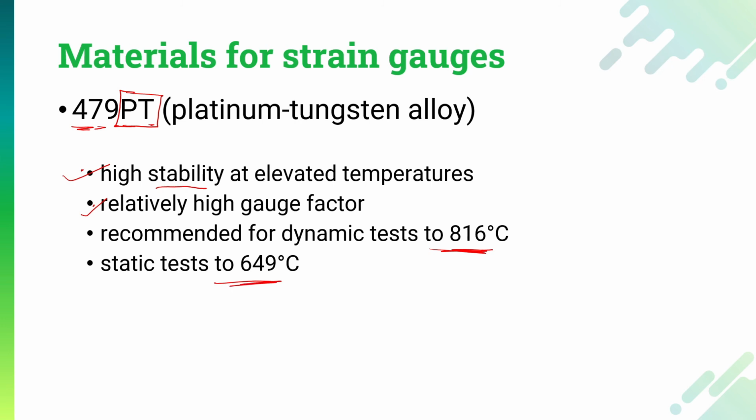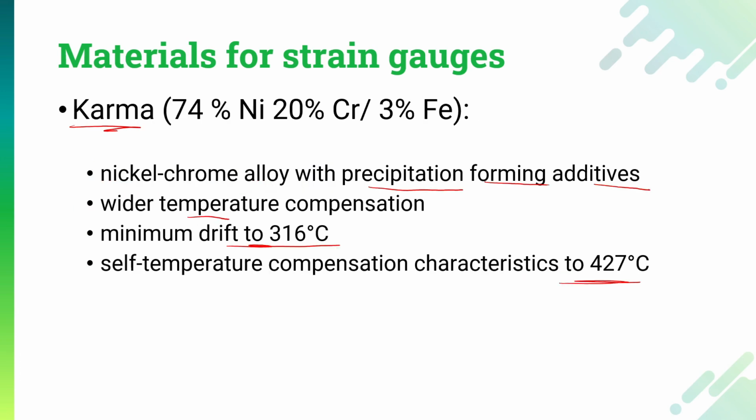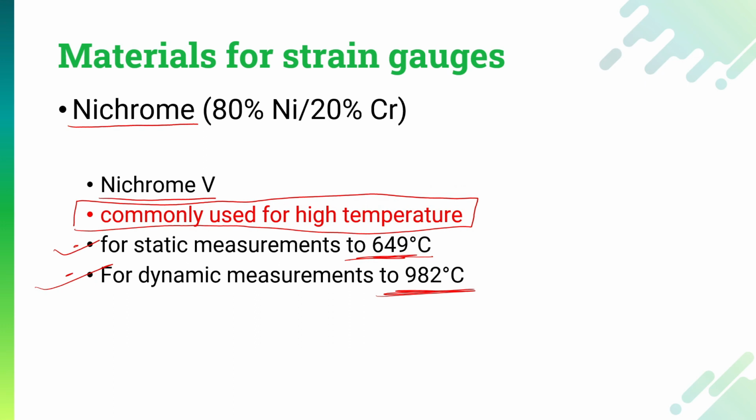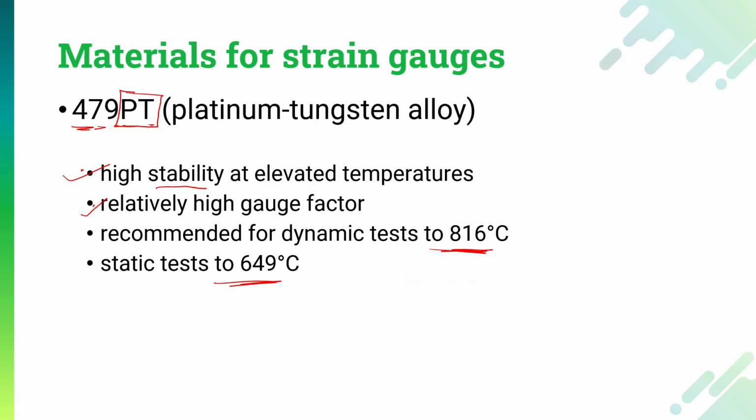So these are all materials for the strain gauges. The very first is Constantan, which is most commonly used for static strain measurement. The second important material is nichrome, which is commonly used at higher temperature for static and dynamic strain measurement. The third one is isoelastic, used for dynamic tests. So these are some of the important materials that you need to remember.